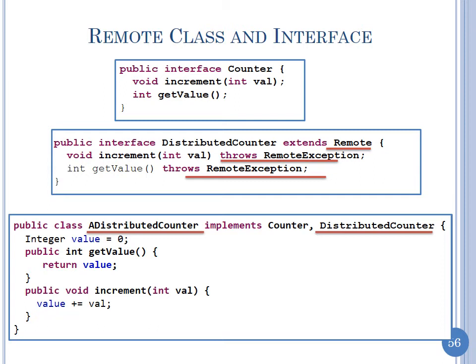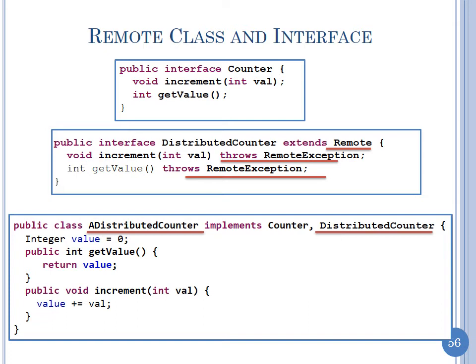Then we created a distributed counter that extended remote, and it has the same method headers, method signatures, as counter does. By method signature I mean the name, parameter types and return value. I don't necessarily mean the throws clause. So signature plus throws clause is equal to the header. For my distributed counter, basically I copied the headers from counter and I put the throws clause in there.